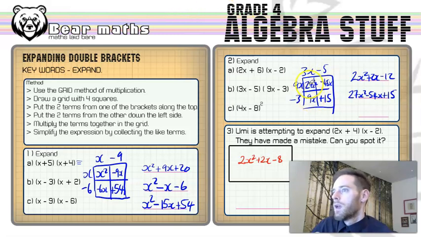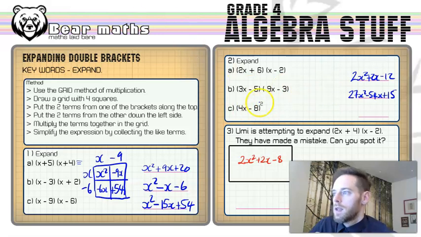There you go. Now, the last one, don't get thrown by one of these. This just means this expression here, 4x minus 8, multiplied by itself, because that little squared symbol is there. So it's exactly the same as writing 4x minus 8 multiplied by 4x minus 8. Well, we've got to expand that.